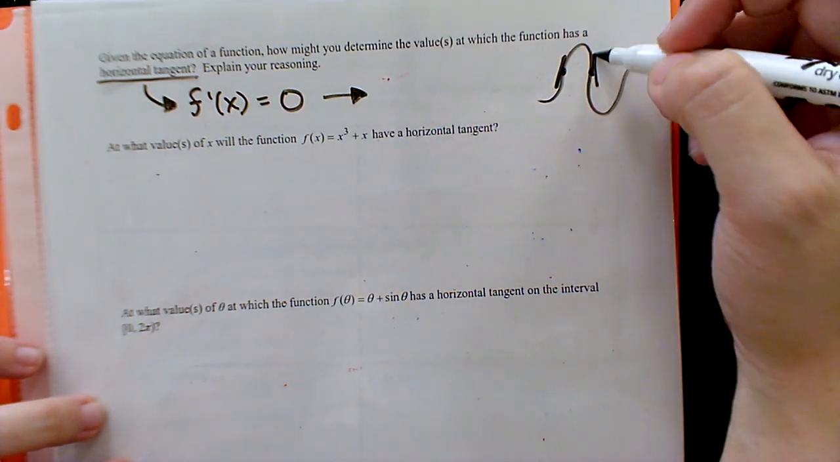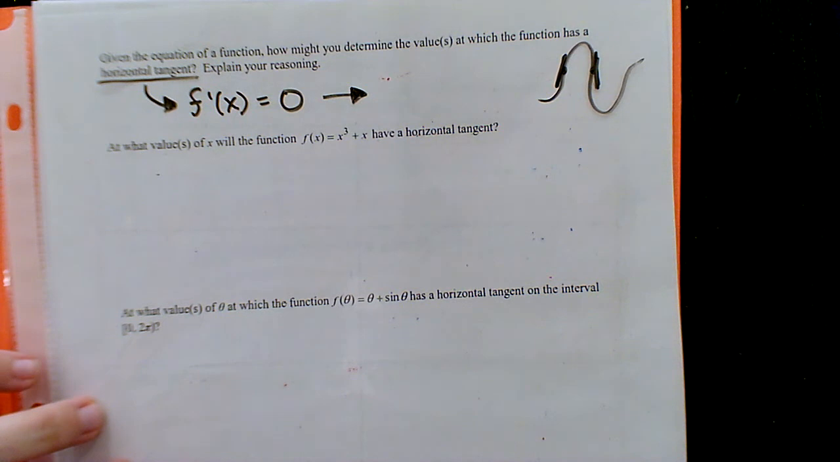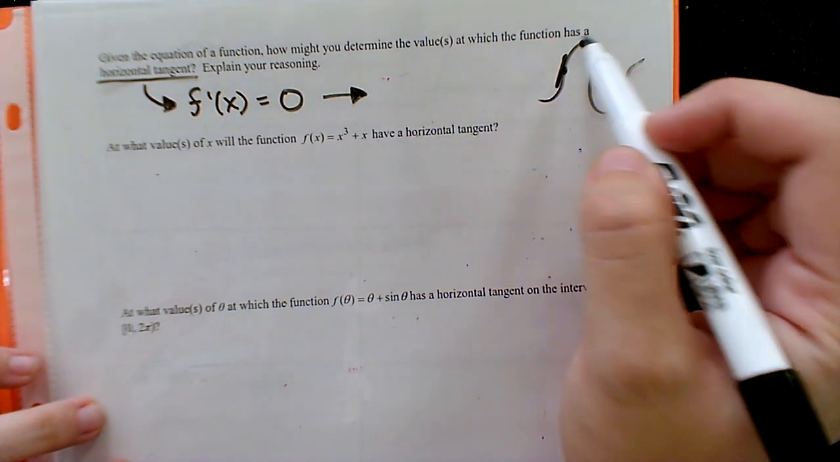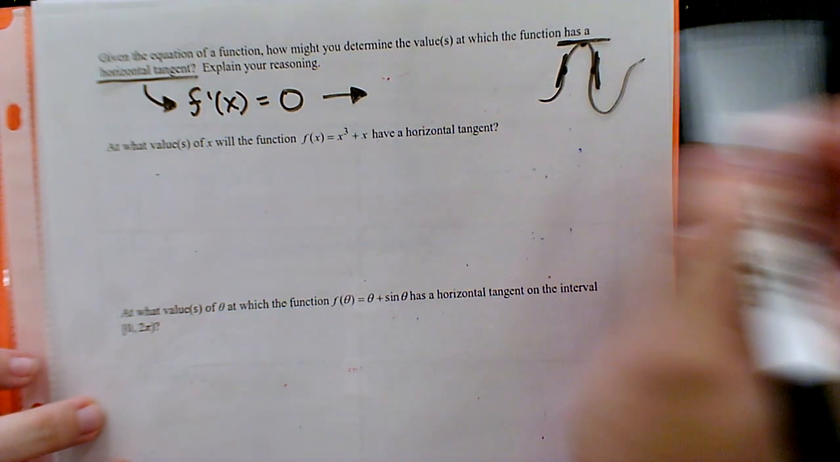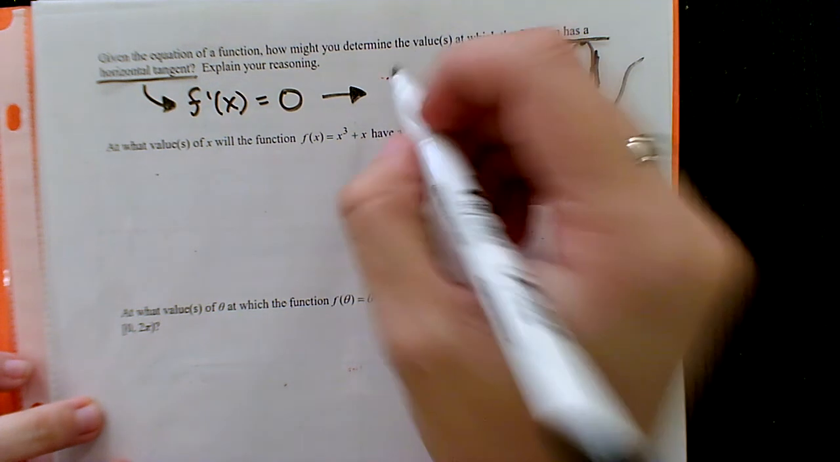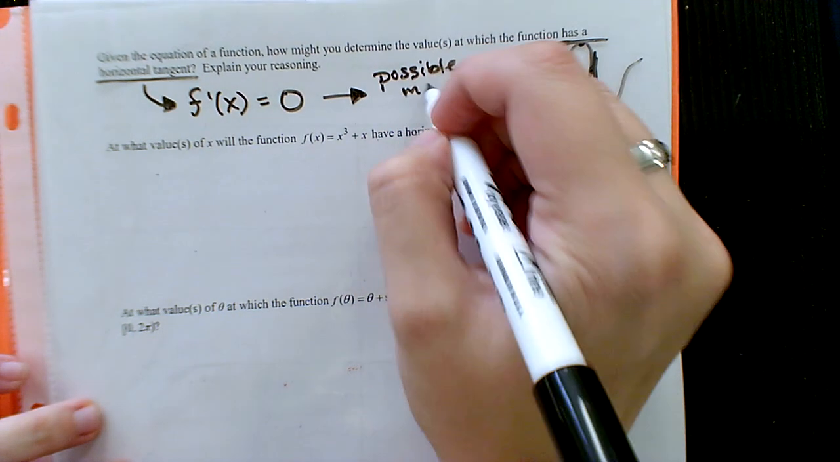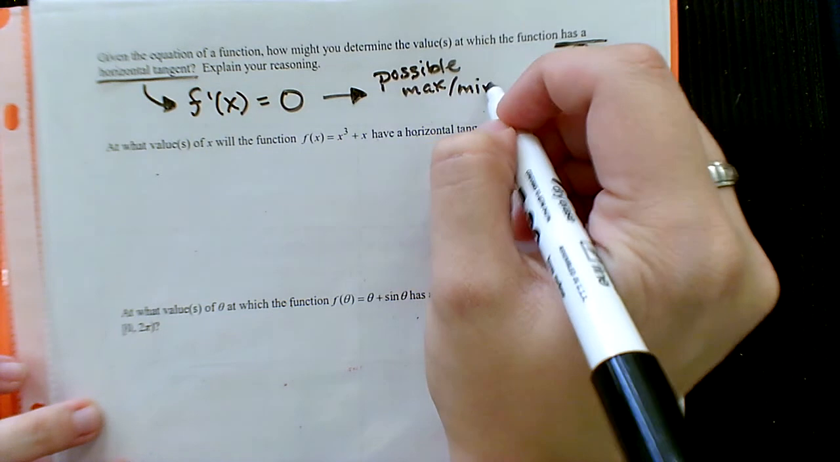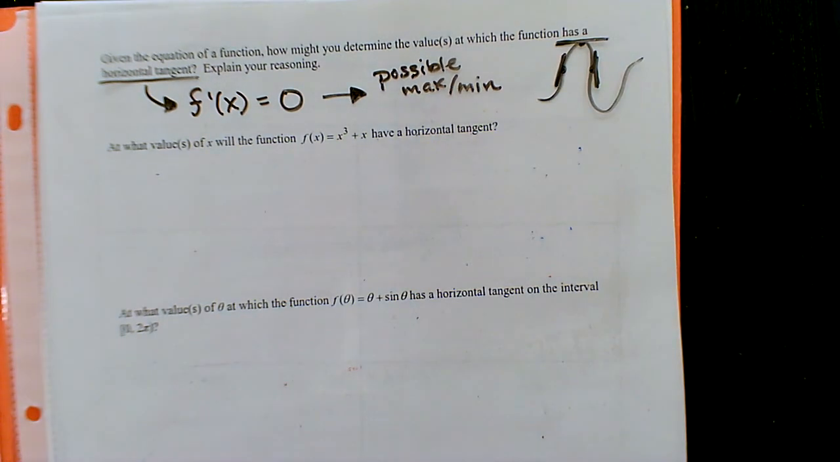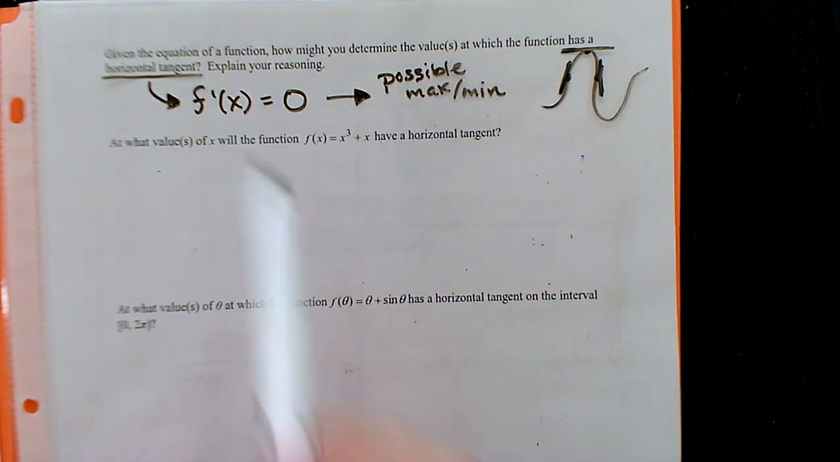If I draw one on this side, that would be a negative slope. The only way you have a horizontal tangent line is at a maximum or a minimum. So we'll say we have a possible max or min. Whenever you're finding those horizontal tangent locations, you are finding possible spots of a maximum or a minimum, a high point or a low point. So let's investigate this idea when we apply it to a problem.